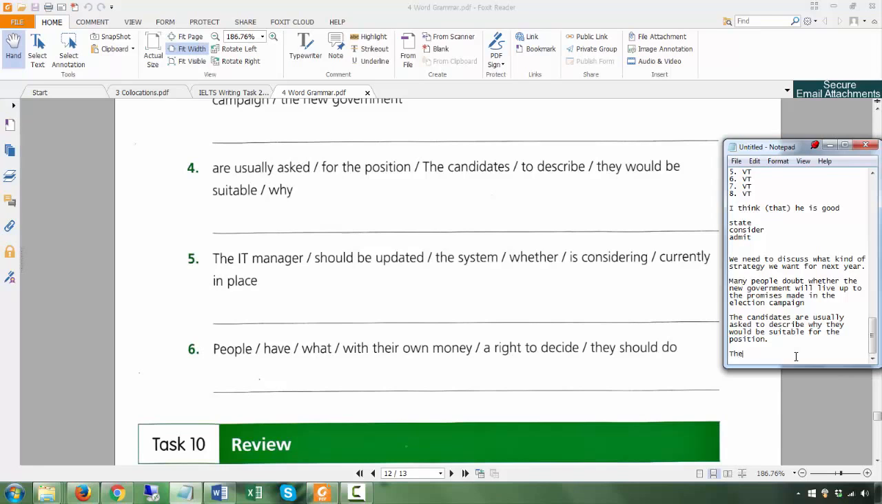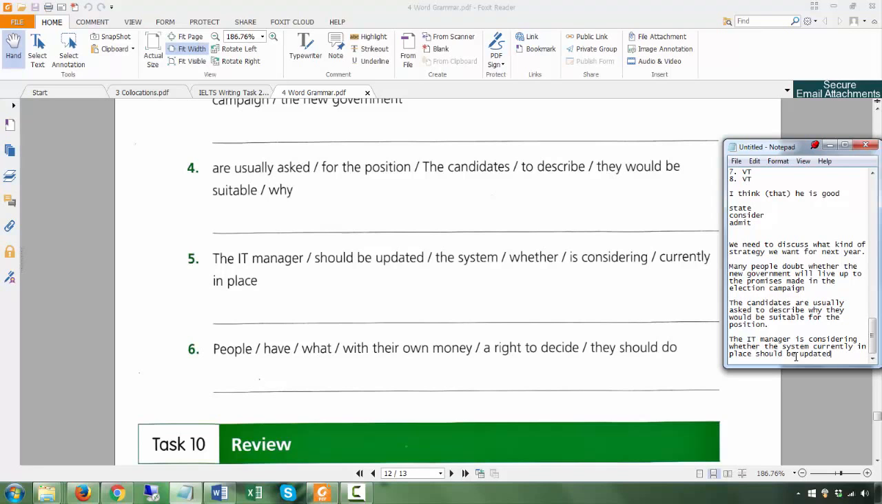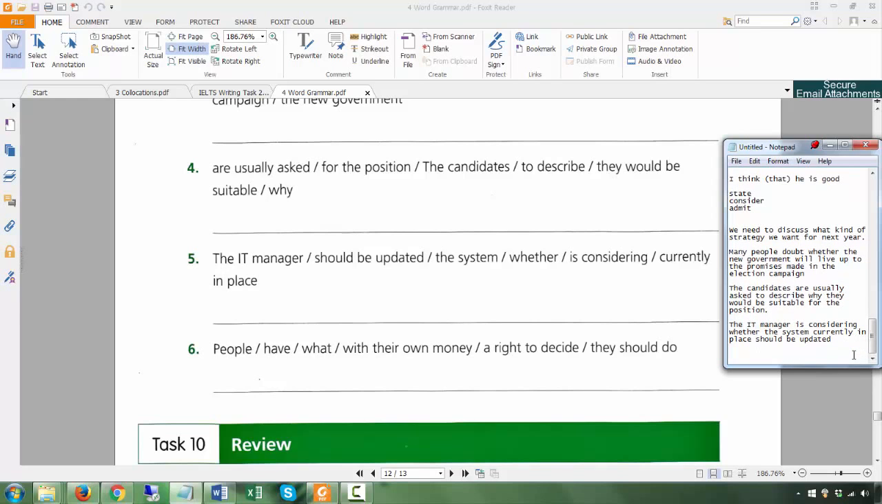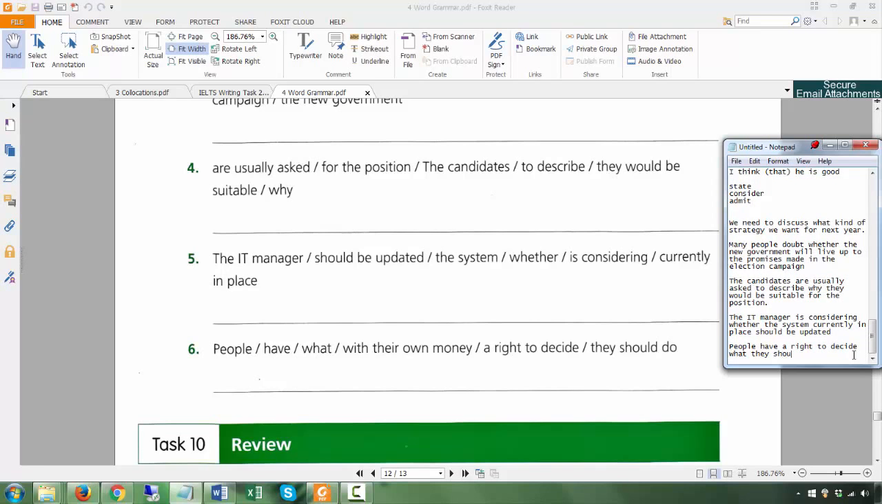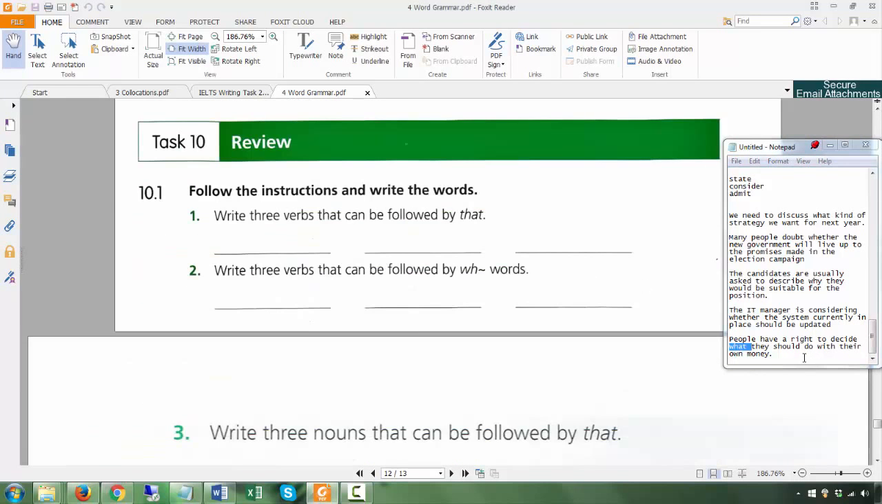Five, the IT manager is considering whether the system currently in place should be updated. Considering is the verb, whether is the WH word. Finally, people have a right to decide what they should do with their own money. So the verb here is decide, and it comes with what. Alright, so let's just finish this off.